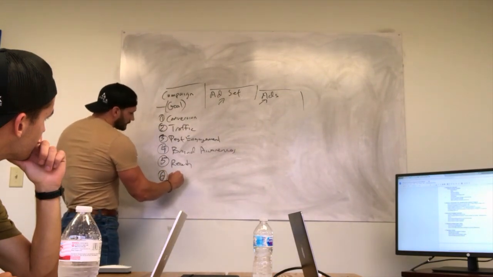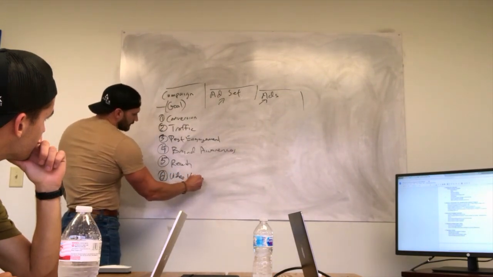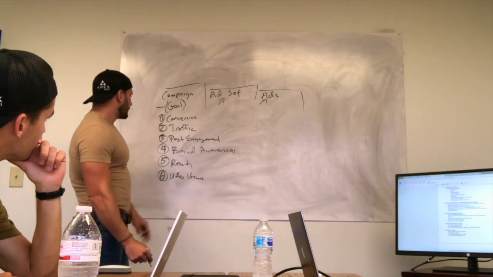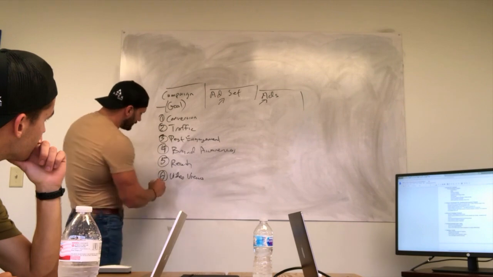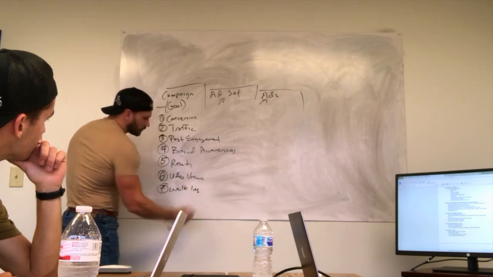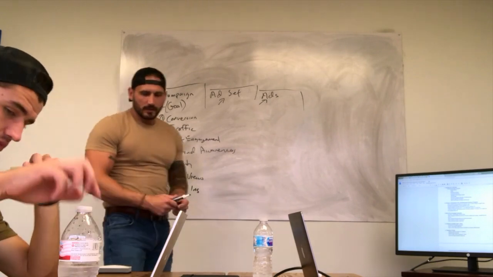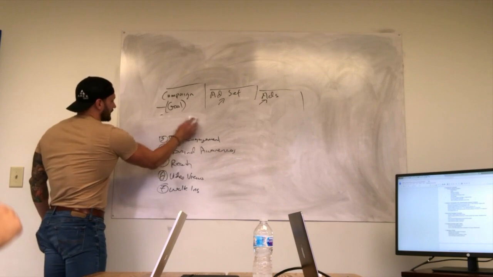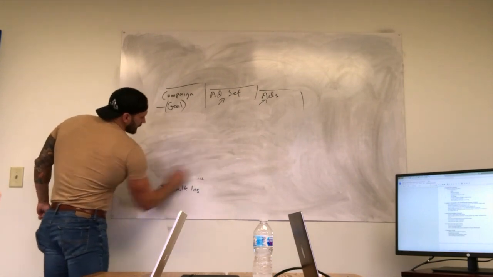Video views. This is based off the percent of the video you want watched. There are certainly others you can optimize for, like walk-ins. If you're a local store, you want people to walk in. Facebook knows based off the likelihood that someone's going to walk in your store after clicking an ad, etc. So those are your goals.